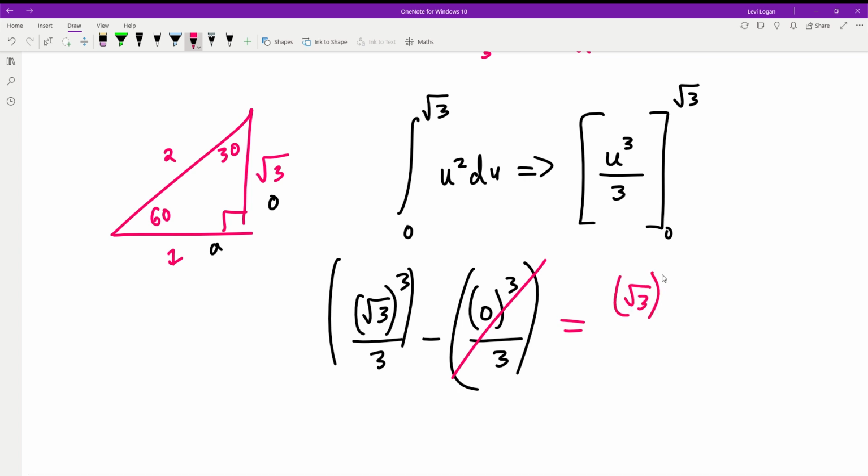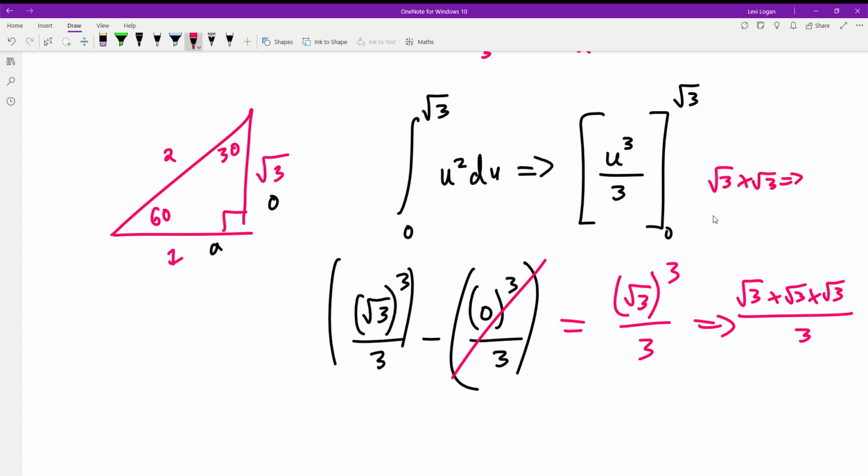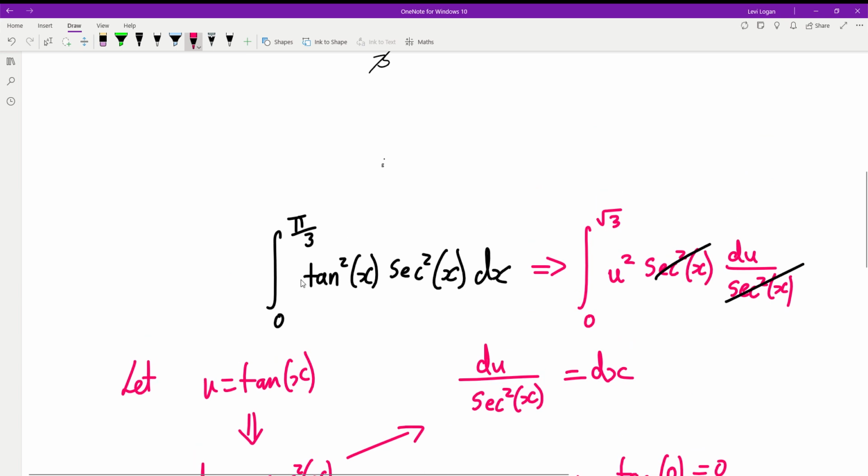We know square root of 3 cubed just means square root of 3 times the square root of 3 times the square root of 3, divided by 3. We know the square root of 3 times the square root of 3 is the same as 3 to the half times 3 to the half. So when you do that, you add the indices, so you just get 3. So you have root 3 times 3, divided by 3, cancel the 3s, and the answer to our integral is the square root of 3.